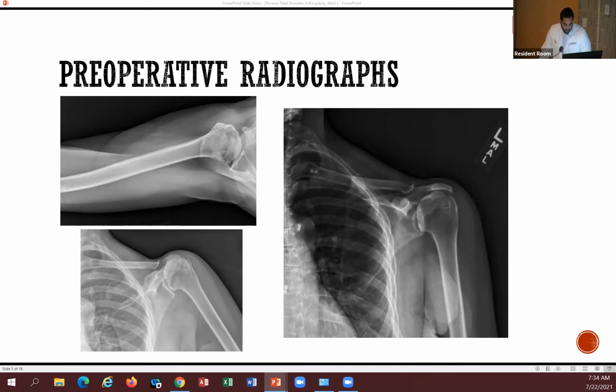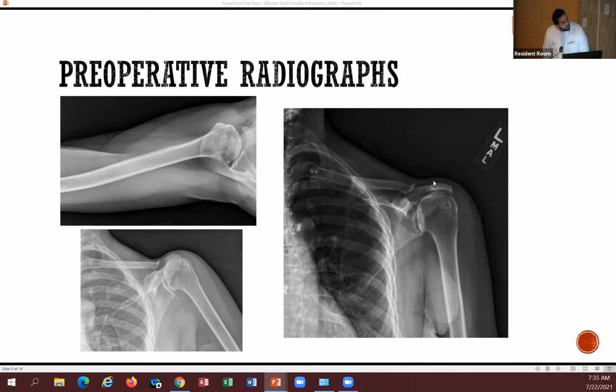So two different AP views and an axillary view of the left shoulder were available to me, as can be seen in the radiograph on the right of the screen. There's superior migration of the humeral head that can be seen right here with decreased acromial humeral distance, also known as decreased joint space. There's also acetabularization of the coracoacromial arch, which is a pseudo-articulation of the humerus with the undersurface of the acromion, and this causes acromial erosion as well as increased sclerosis.